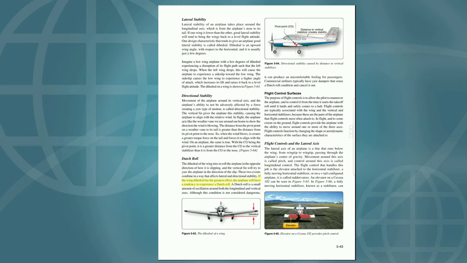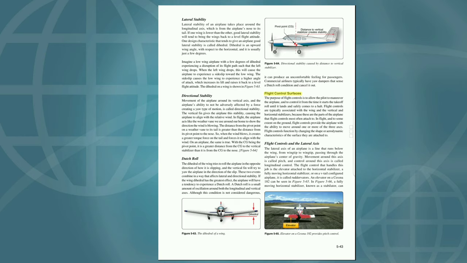If the wing dihedral has the greatest effect, the airplane will have a tendency to experience a Dutch roll. A Dutch roll is a small amount of oscillation around both the longitudinal and vertical axes. Although this condition is not considered dangerous, pivot point, CG, distance to vertical stabilizer creates stability. Figure 5-64. Directional stability caused by distance to vertical stabilizer. It can produce an uncomfortable feeling for passengers. Commercial airliners typically have yaw dampers that sense a Dutch roll condition and cancel it out.